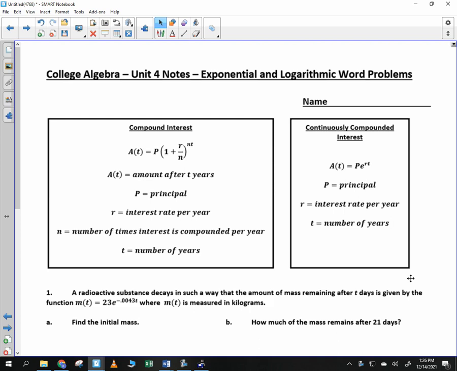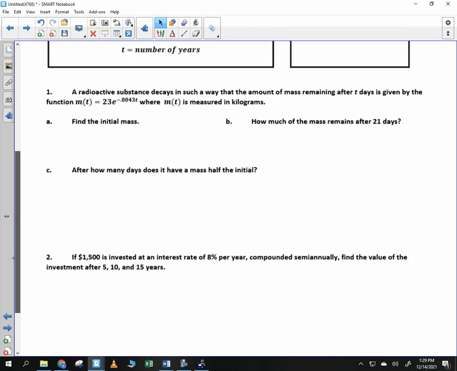So today we look at applications of exponential functions and logarithms. Really kind of the exponential side of things. We're going to look at compound interest and continuously compounded interest. I'll give you a couple examples here and in nature. So let's look at the first example, and we'll talk about that formula in a second.